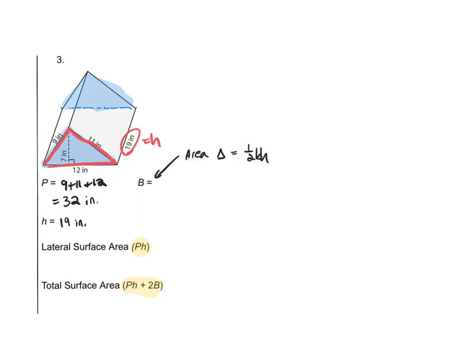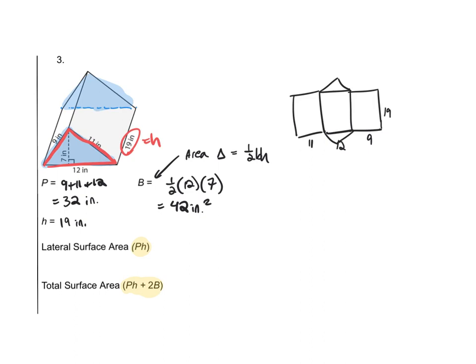Remember from your formula chart that the area of a triangle is equal to 1/2 of the base of the triangle times the height of the triangle. So we need to find 1/2 times 12 times 7. Typing that into your calculator or multiplying it together, you should find that the area of the base is 42 square inches. Now we're ready to find our lateral surface area and our total surface area.